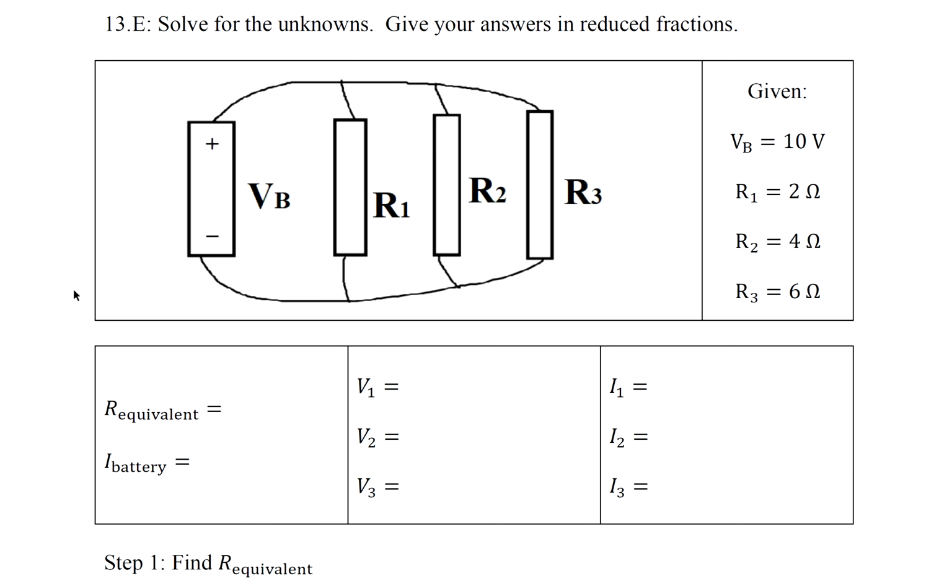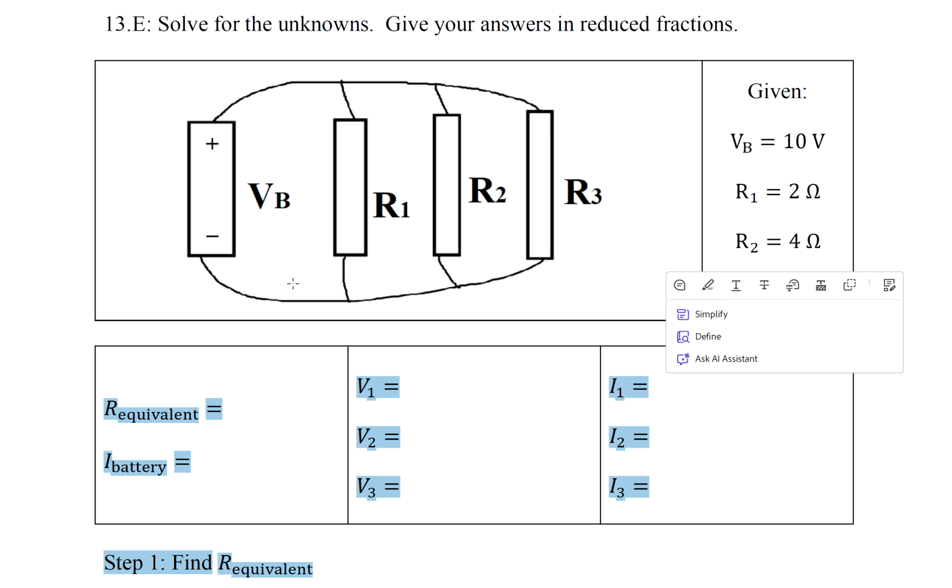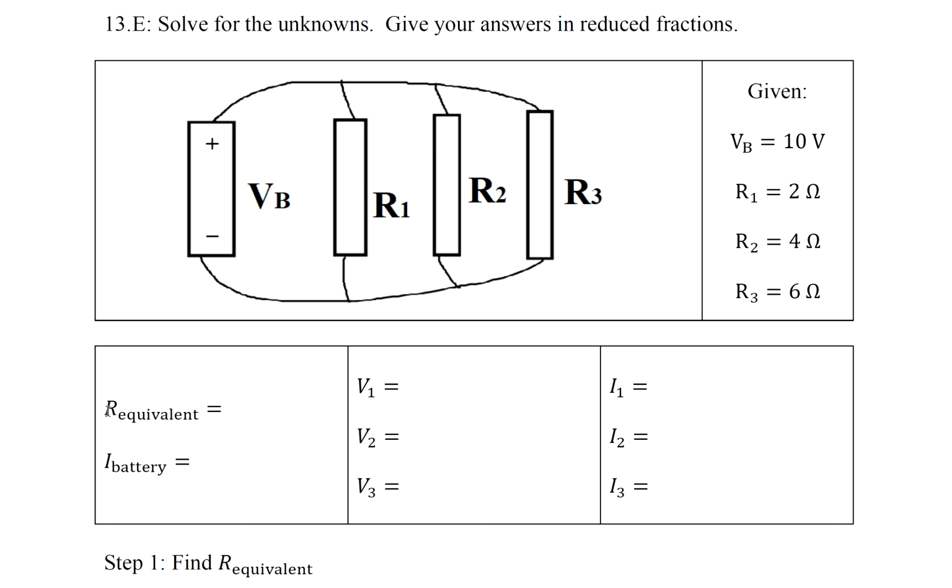Question 13. Solve for the unknowns. Give your answers in reduced fractions. So question 12, we had 3 resistors in series. Now we have 3 resistors in parallel. So we're given this information, and we have to solve for these 8 unknowns. So first things first, let's solve for R equivalent.